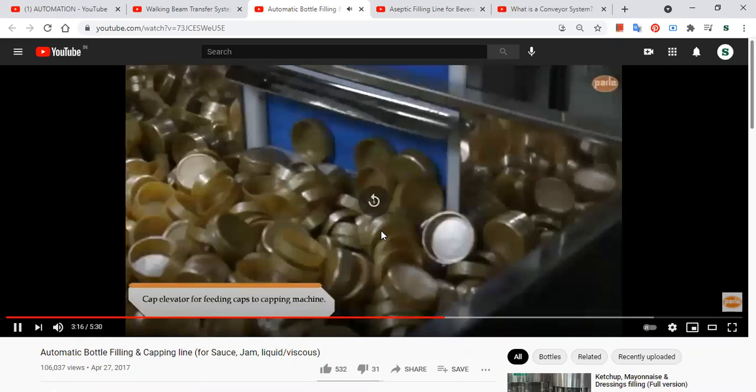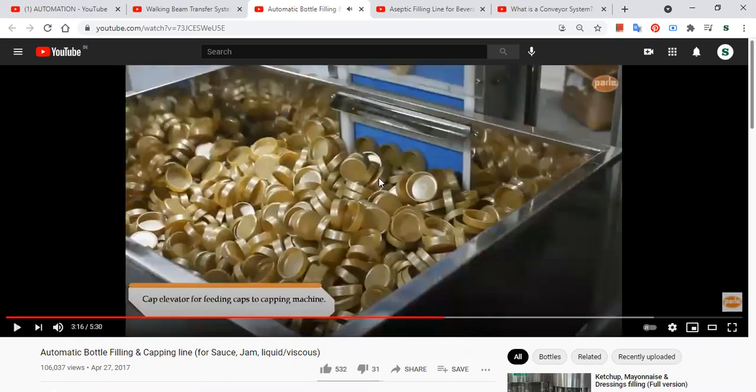You see, we had that category in part feeding devices, selector, right? That's basically a selector. That belt, when it is moving around that loop, will take these caps. Selector, out of all these parts, cap elevator for feeding caps to the capping machine.